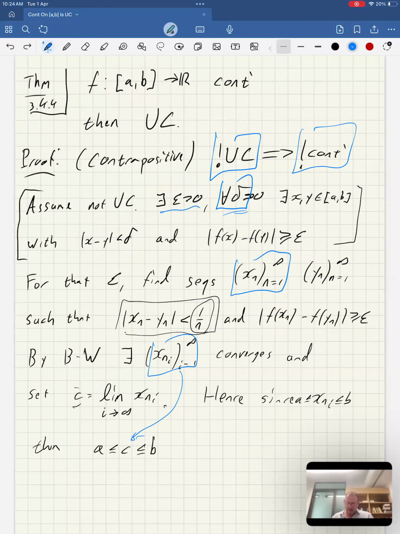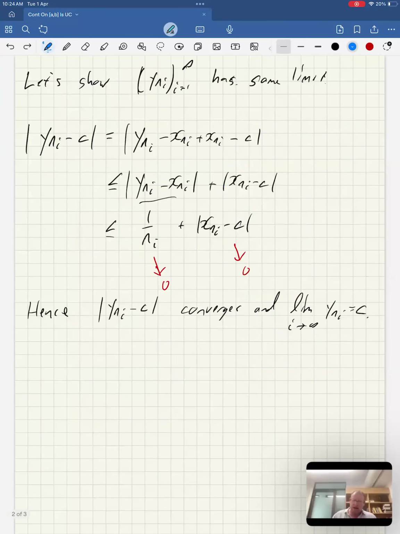And now let's show that y_{n_i}, i from 1 to infinity, has the same limit. By the way, this y_{n_i}, which I didn't actually write, is also a converging subsequence, by Bolzano-Weierstrass.